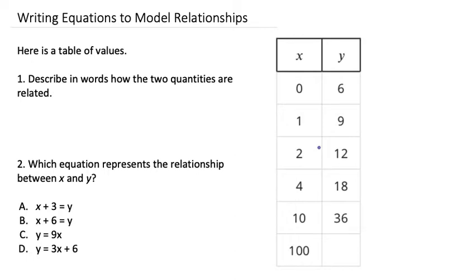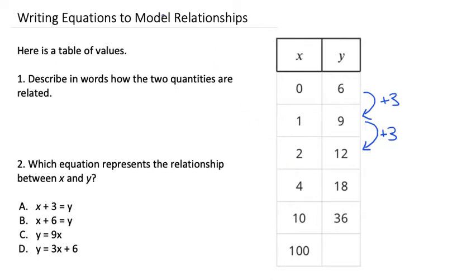So another thing that we can look for is if there is a pattern going down the y column that matches a pattern going down the x column. And this is where we find something. So if I look at this, I see that I am increasing my y value by 3 each time that my x increases by 1. So as we go from 0 to 1, my y value increases by 3. As we go from 1 to 2, my y value increases by 3.